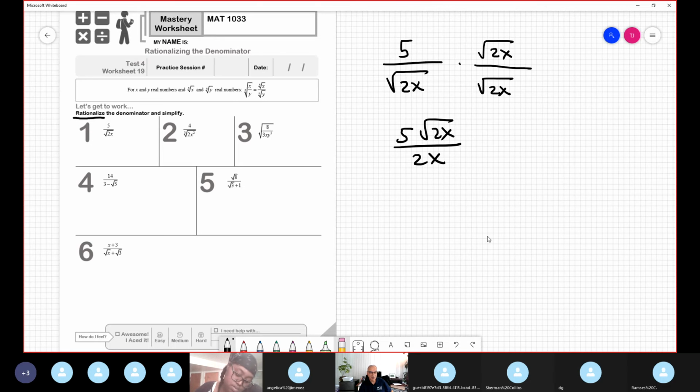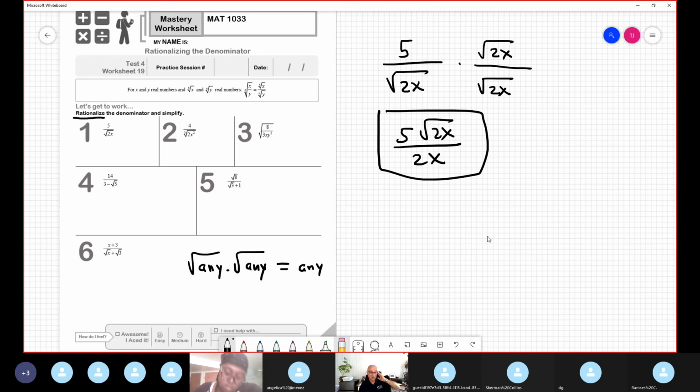Okay, because I know, one more time, radical of any number or expression times radical of the same number or expression is the same as that number or expression. So I take advantage of this principle to rationalize, that is, eliminate the radical. This is my final answer. My final answer is 5 radical 2x divided by 2x. I delete the radical.